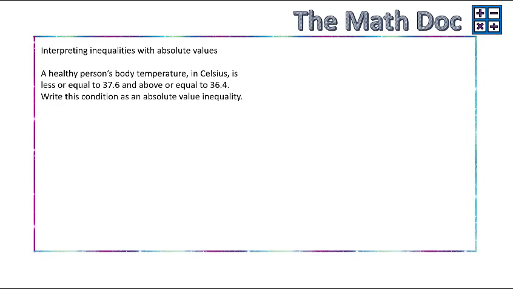So a healthy person's body temperature in Celsius is less or equal to 37.6 degrees and above or equal to 36.4. Write this condition as an absolute value inequality. What I like about this problem is that it's transitioning us from whole numbers to decimals, and it'll show you how to do this without counting steps between the numbers.